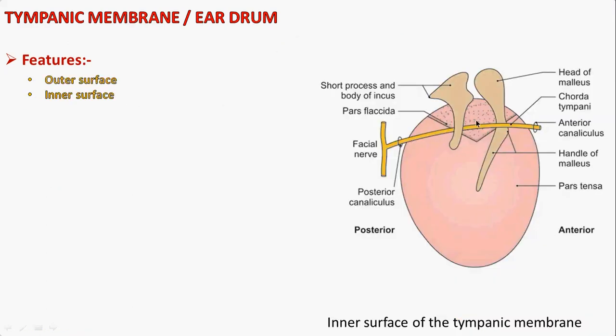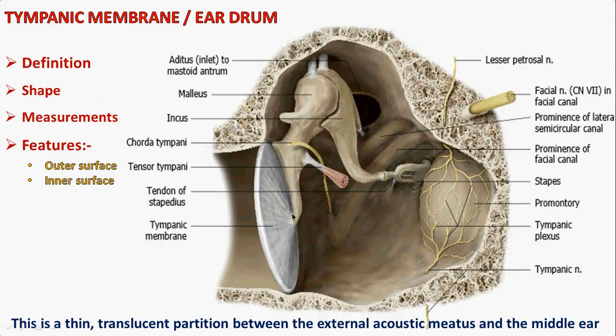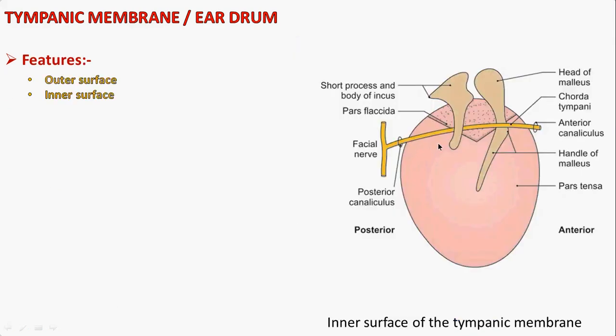Okay, this is about the inner surface. This is the handle of malleus. In this figure, this is the inner surface. This is the handle of malleus, in the center, and this is called the umbo. In the inner surface, you can see one of the nerves, the chorda tympani. This portion is called the pars flaccida, and this whole portion, which is tense, is called the pars tensa.